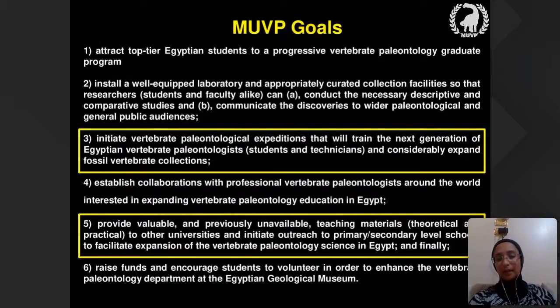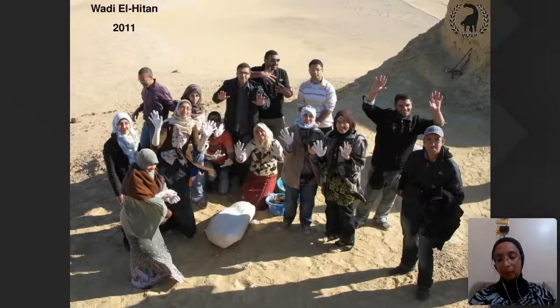In MUVP, we have 6 schools. 2 of them are mainly dedicated toward engagement of the society at different levels in the field of vertebrate paleontology. The first and the most important one of them is training the next generation of Egyptian paleontologists from different universities and to create careers, students who will eventually have their PhDs in vertebrate paleontology at different institutions in Egypt that will help us to promote the culture of vertebrate paleontology and the work that we are doing in MUVP to different audiences all around Egypt.